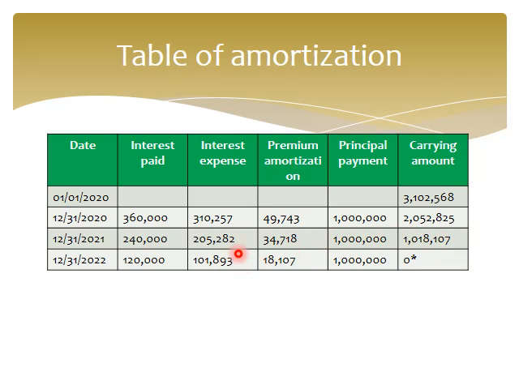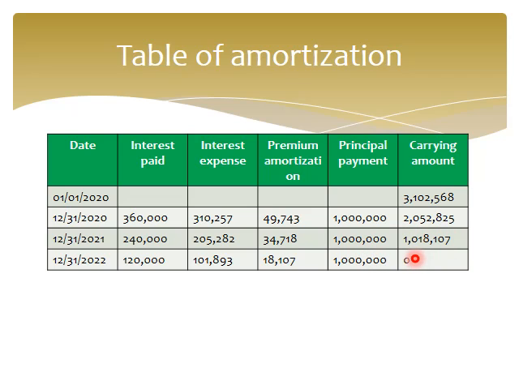Why is there a difference? If there is a difference, that is due to rounding off only. Remember, we rounded off the present value factor earlier. So, therefore, when you multiply this by 10%, it is not equal to 101,893. There is a difference, but very small. That is due to rounding off so that the carrying amount becomes zero at the end of year 3. So, this premium amortization, we deduct here. The difference between the two, we deduct here. And then, the same with the principal payment, deduct it.